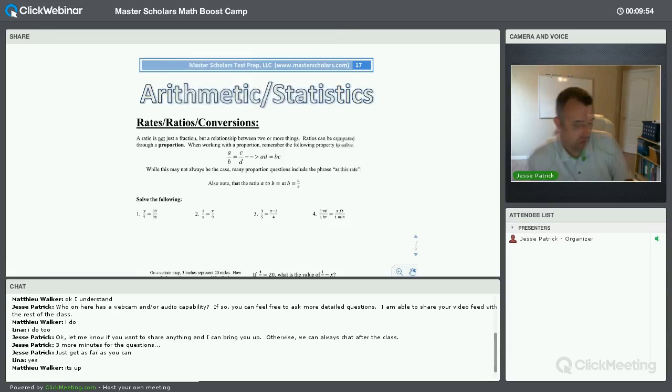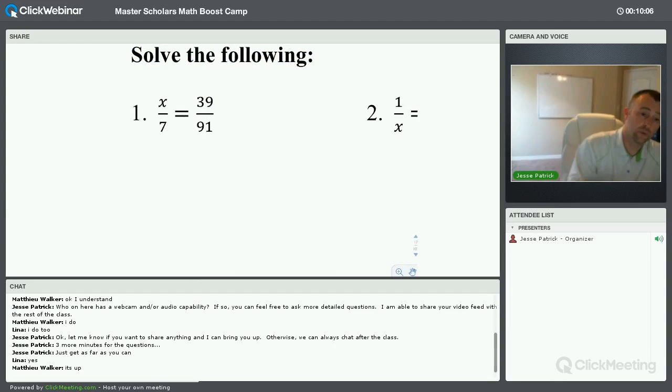Now this lesson is on rates, ratios, conversion. And a proportion, just so you know, is actually just two ratios. So this is really going to fit into this section anyway. So I'm going to walk through these just to make sure you know how to solve a proportion.